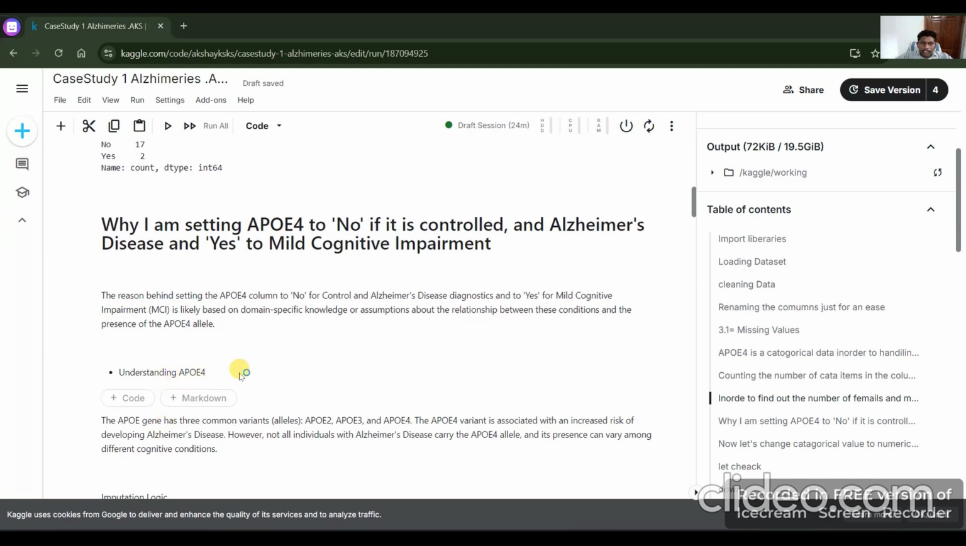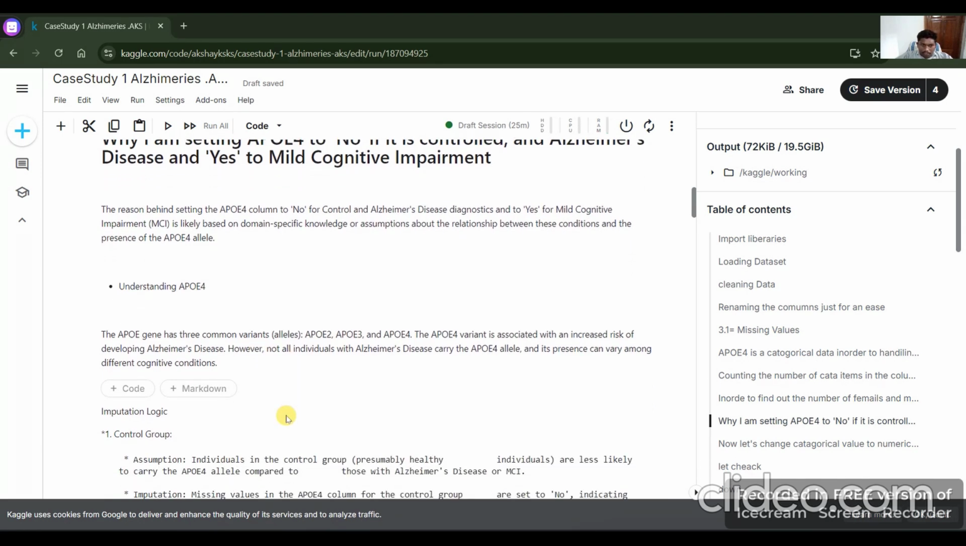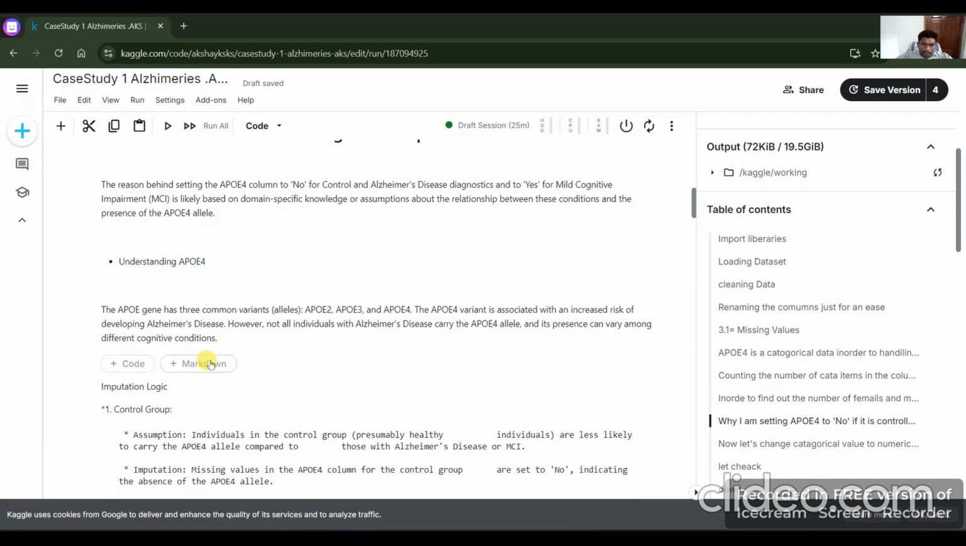Understanding APOE4: it has three variants, APOE2, APOE3, APOE4. Such a variant is associated with an increased risk of developing Alzheimer's disease. However, not all individuals with Alzheimer's disease carry the APOE4 allele, and its presence can vary among different cognitive conditions.